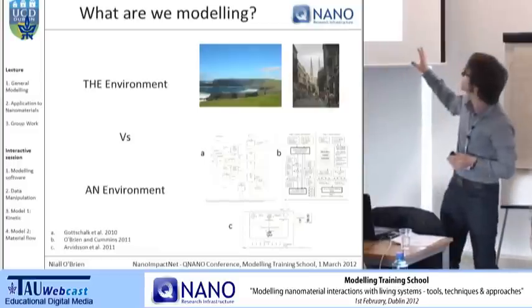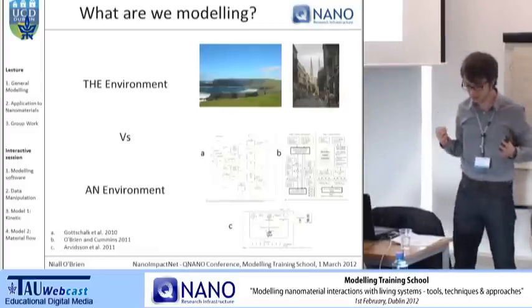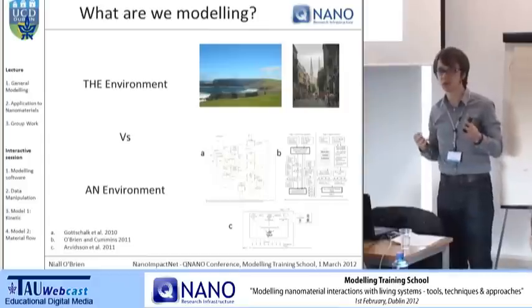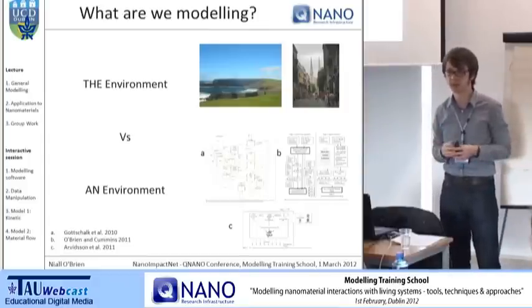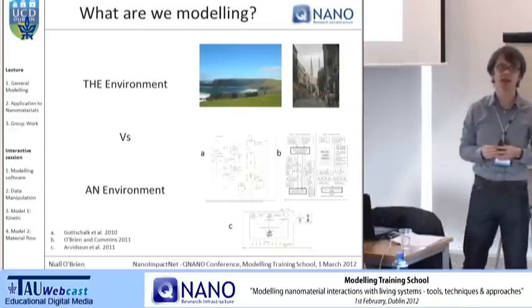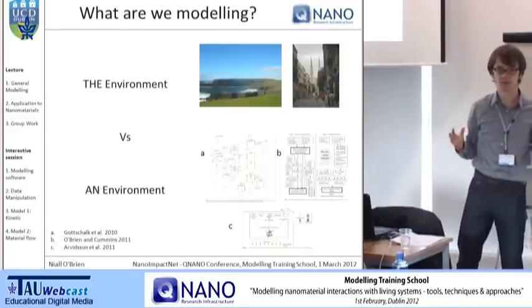As I said, the environment you're going to model is defined by your specific research question and the elements of interest to you. Your specific research question: what do you want to find out with this model? What is the aim of the model? And this will define the boundaries of your model.